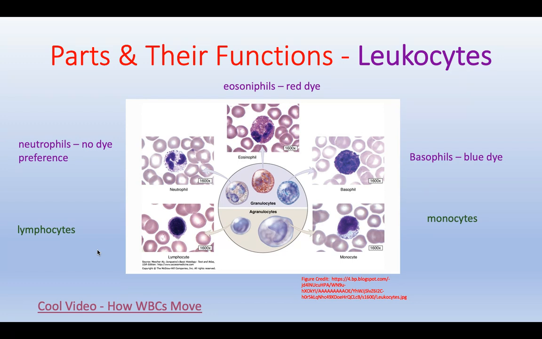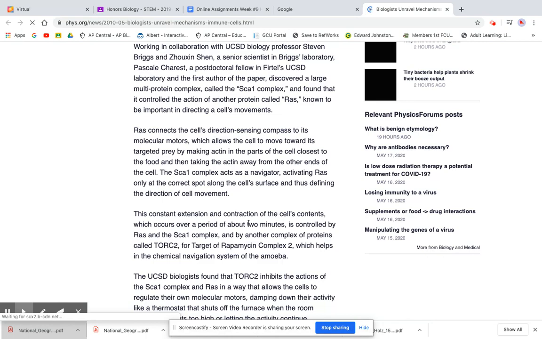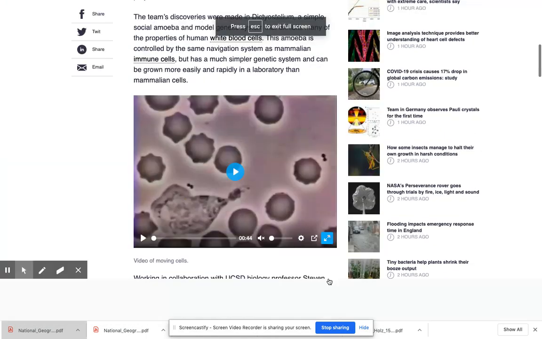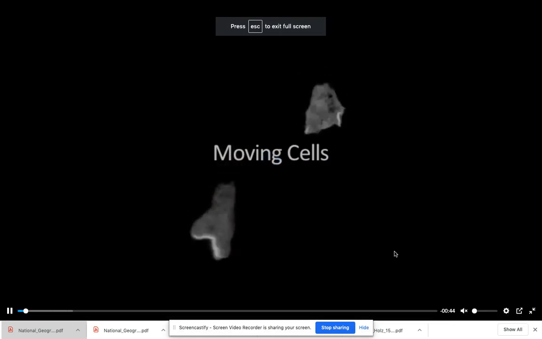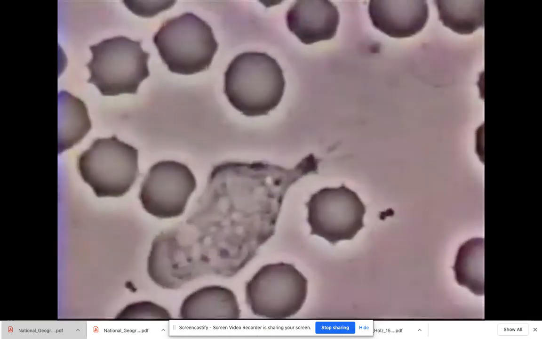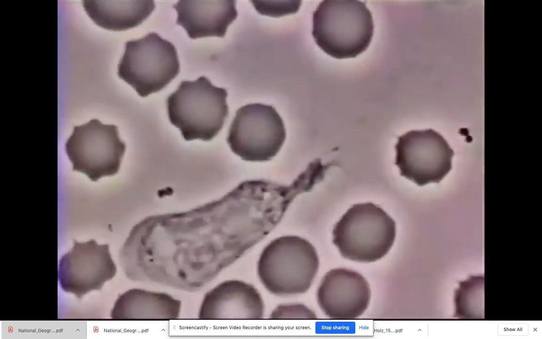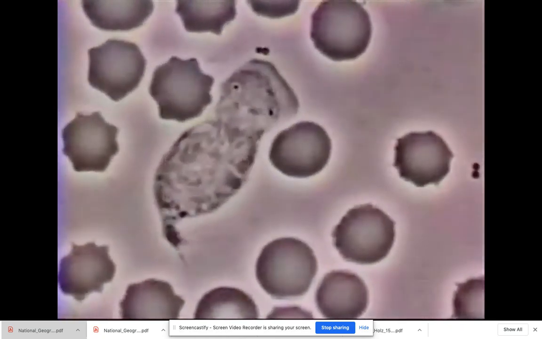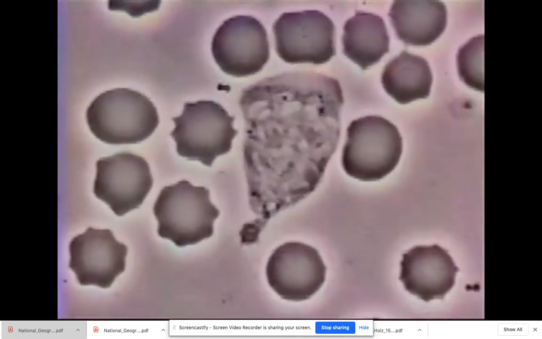What I would like to do now is show you a very cool video of white blood cells. This was a discovery and film made at the University of California. As you can see, these are amoeba and/or white blood cells that are actually chasing a bacterial cell.